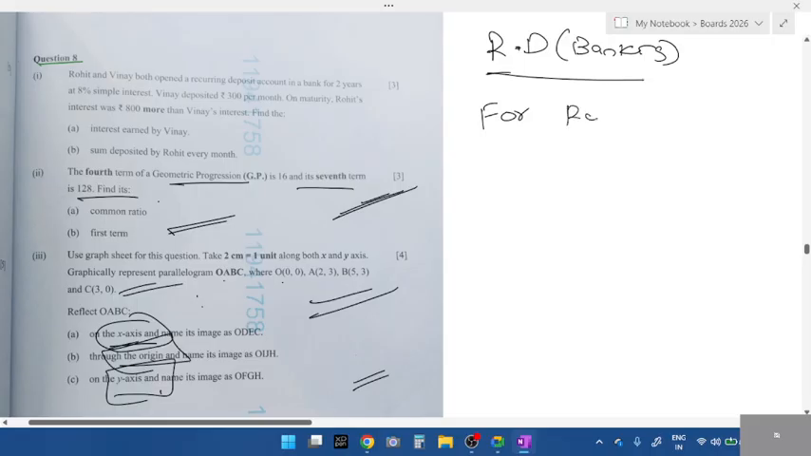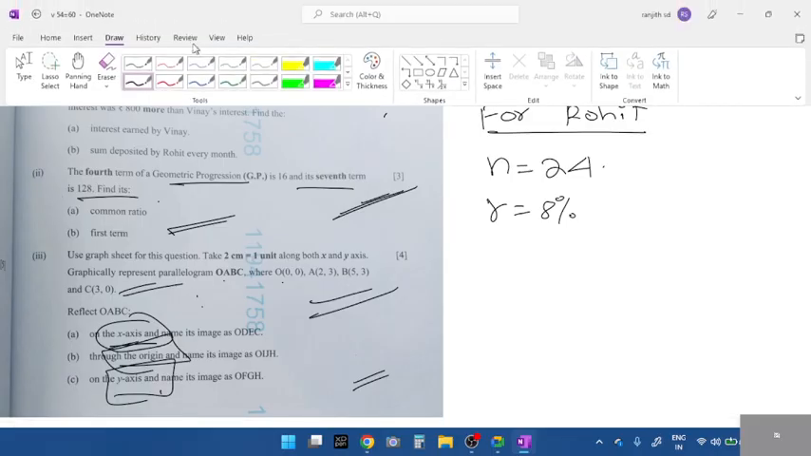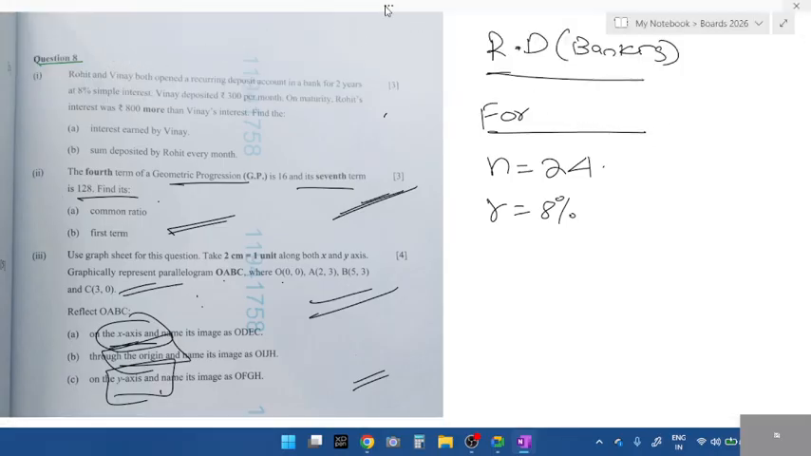Now there are two people. I'll write for Rohit. And for both, time period is same. N is equals to how much? 24 months. What is the rate? 8%. Vinay deposited 300 more. How much did Vinay deposit per month? So first Vinay name. Let us calculate for Vinay, not for Rohit, for Vinay. Okay, for Vinay. Number of month is 24. Rate is equals to 8%. What is the principal? Principal is 300.